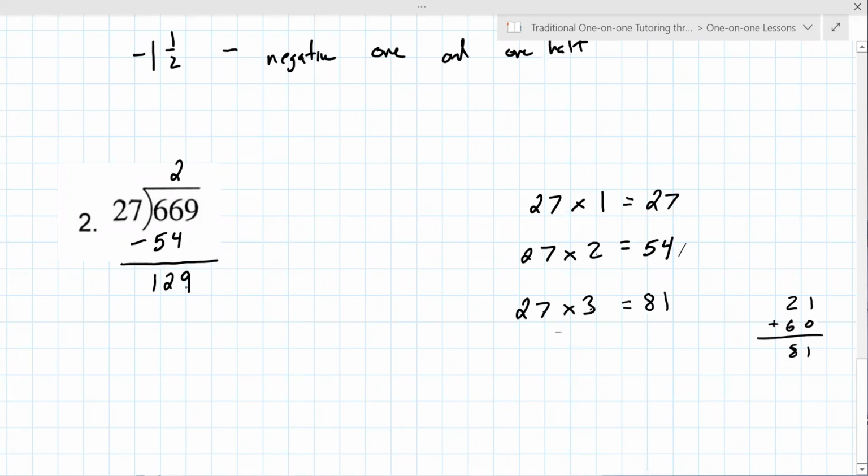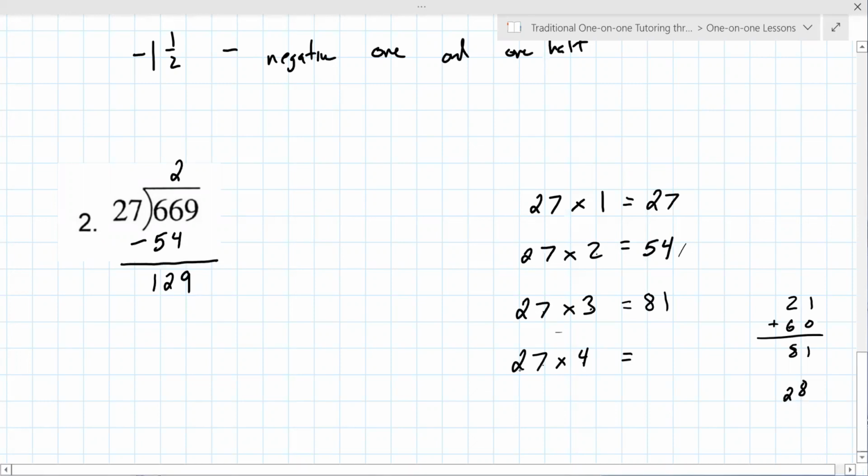And that's a good reason for us to have done this, because now we've got to keep going. 27 times 4. So again, the way I look at this is the way I want you to do it. 4 times 7 is 28. 4 times 20 is 80. You can add those together and get 108. So I want you to find 27 times 5, please.